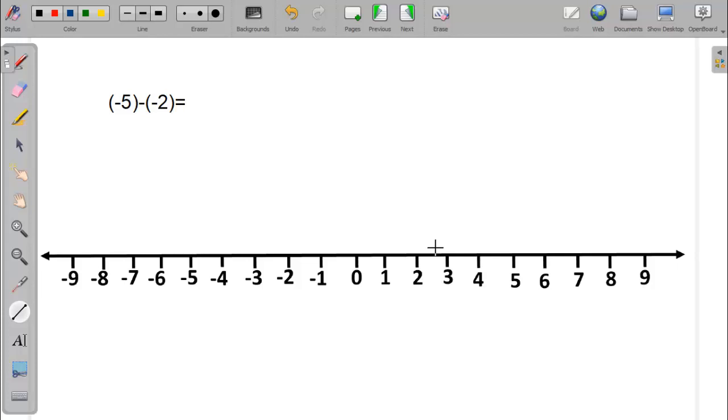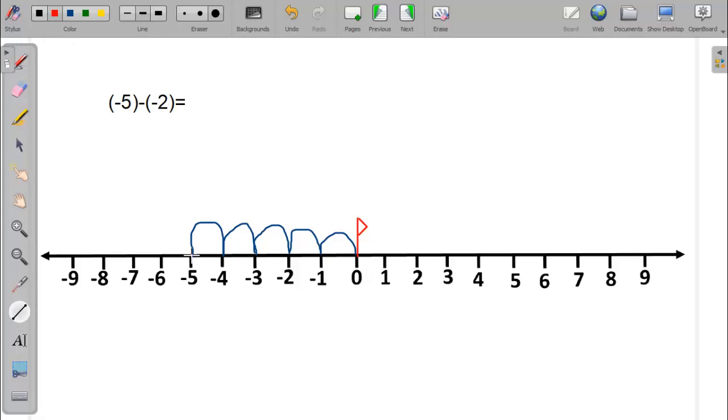Let us take another example. Minus 5 minus minus 2. A negative number minus another negative number. First step is draw a stick figure with face seeing towards the positive direction. Here we are having a negative number as a first number. So we should move backward 5 steps. Why should we move 5 steps? Because the absolute value of minus 5 is 5.